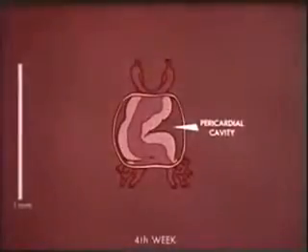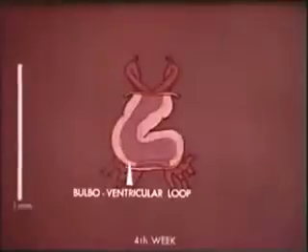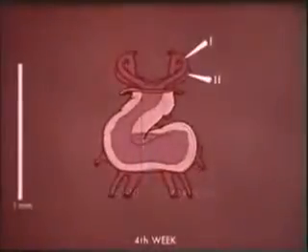By the 22nd day, the epimyocardium nearly fills the pericardial cavity. The bulboventricular loop is deepening to form the left bulboventricular sulcus. The first aortic arches are declining, and the second are fully developed. By the middle of the 4th week, the 3rd aortic arches are well developed.